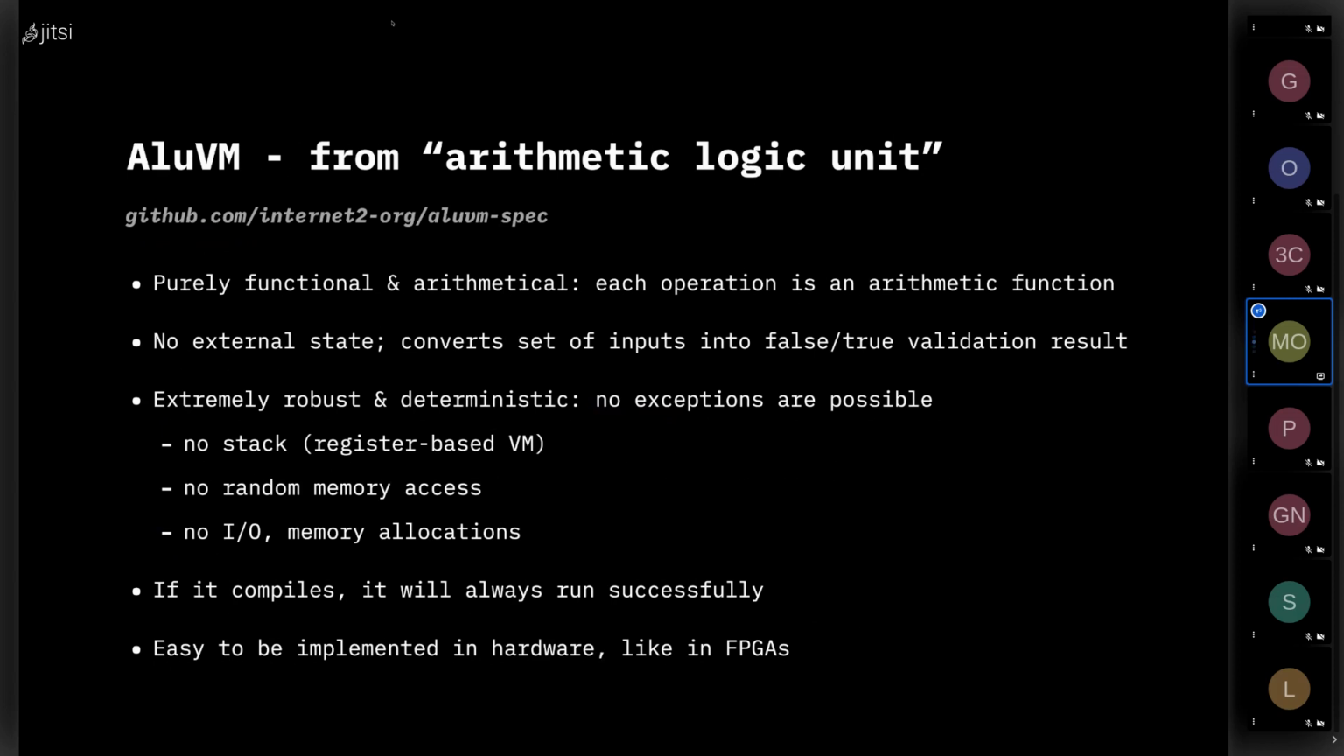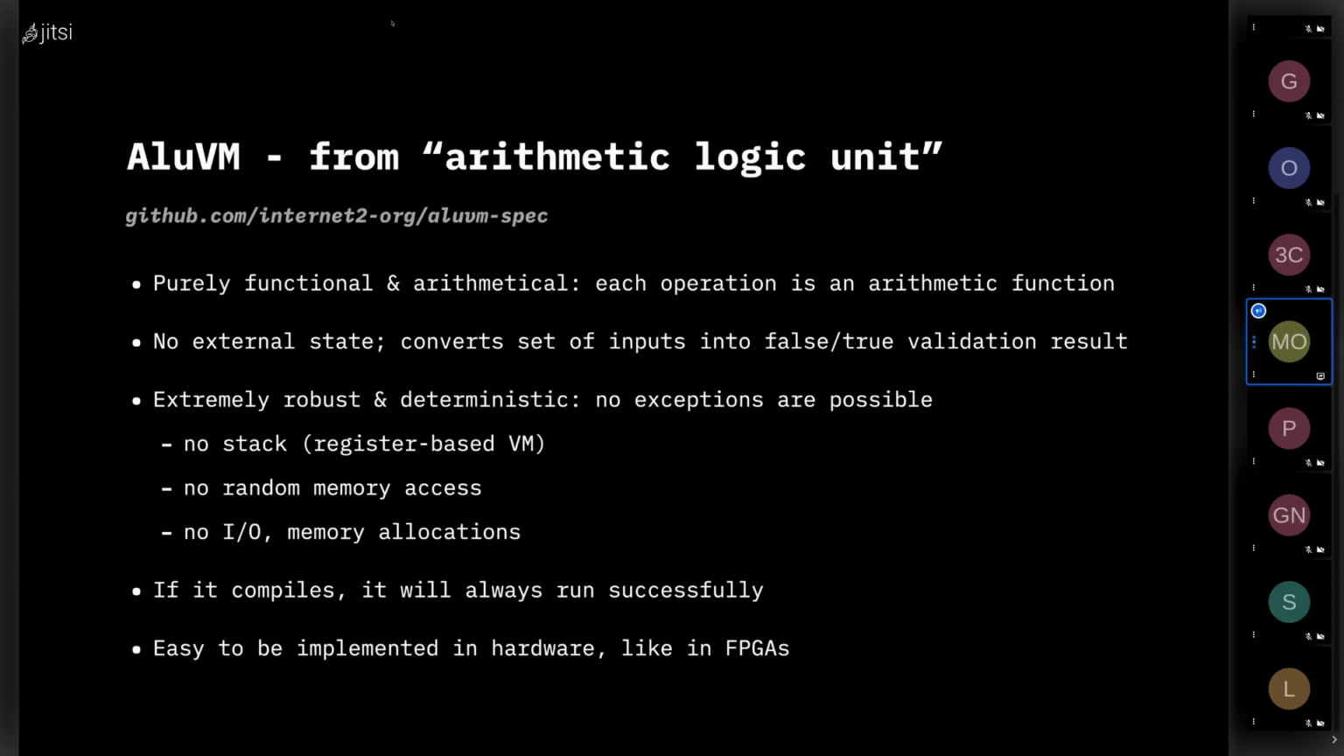Even though it will support elliptic curve arithmetics, it's still arithmetics, like addition and others. And it has no external state. It just converts a set of inputs into false or true validation results. Because of that, it's extremely robust, because, first of all, there are no functional state machines in the market today defining the virtual machine as a state machine and functional state machine. It will be very deterministic if designed according to these criteria.